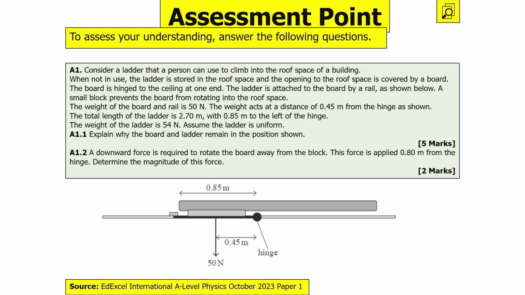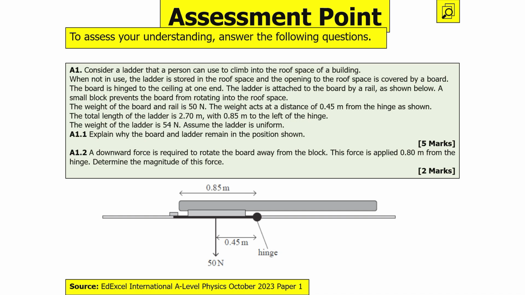The weight of the board and the rail is 50 newtons. The weight acts at a distance of 0.45 meters from the hinge as shown. The total length of the ladder is 2.70 meters with 0.85 meters to the left of the hinge. The weight of the ladder is 54 newtons, assume the ladder is uniform. So firstly, explain why the board and the ladder remain in the position shown.